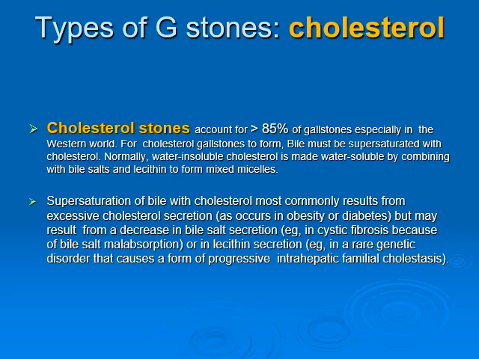For cholesterol gallstones to form, bile must be supersaturated with cholesterol. Normally, water-insoluble cholesterol is made water-soluble by combining with bile salt, specifically chenodeoxycholic acid, and also lecithin, which is a phospholipid, to form mixed micelles. Supersaturation of bile with cholesterol most commonly results from excessive cholesterol secretion, but may result from a decrease in bile salt secretion or lecithin.